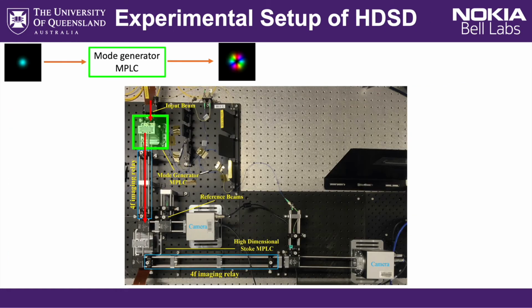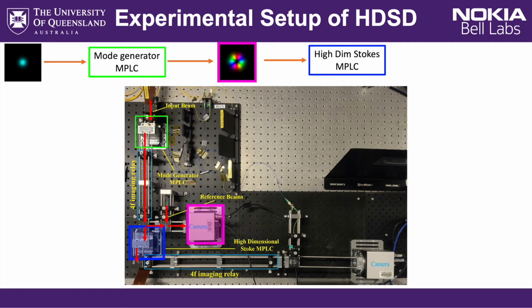For the high-dimensional Stokes device, the experimental setup is as follows. First, an MPLC is used to create a desired spatial field. This field is then imaged onto a camera and passed into a second MPLC. The second MPLC then manipulates the field into an array of spots, which is then analyzed, and the wavefront and coherence of the input state are determined.